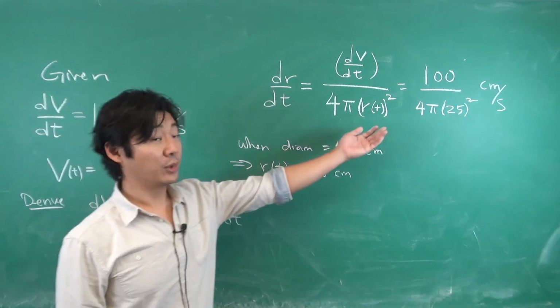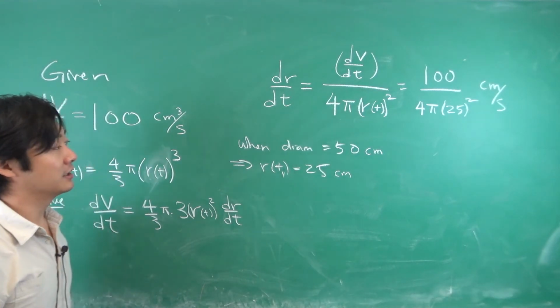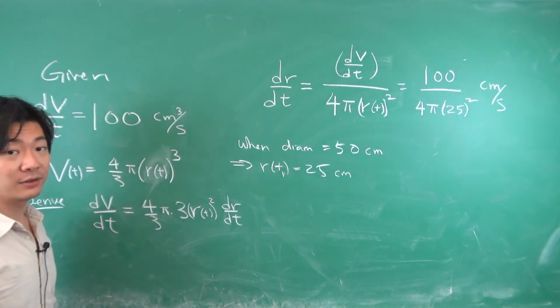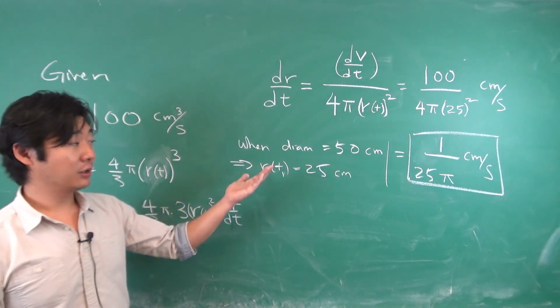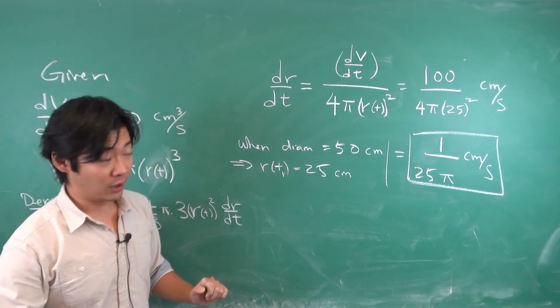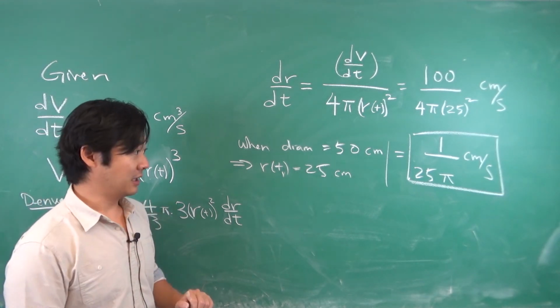And so plugging in, we'll get that this is 100 over 4 pi times 25 squared. We can simplify this so that the rate at which the radius is increasing is just 1 over 25 pi centimeters per second.